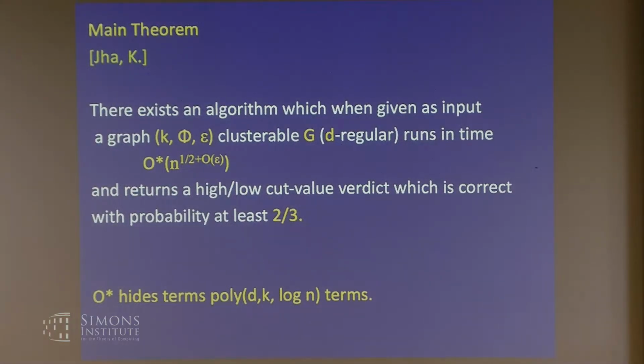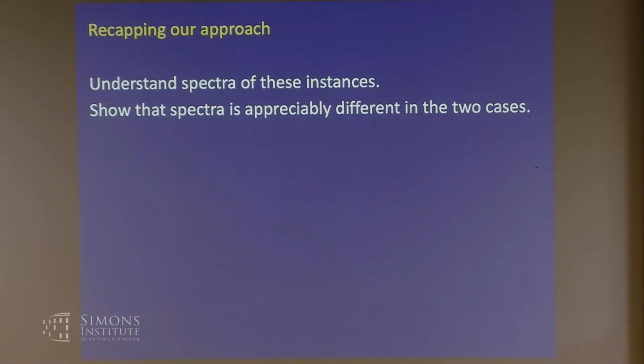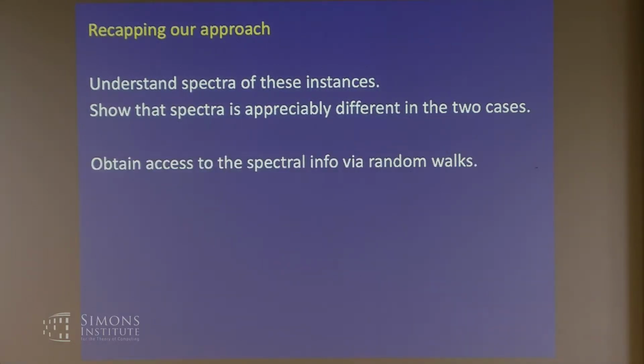Okay, so let's move on. Let me begin by recapping the approach that I highlighted once more. The key idea would be to understand the spectra of the high cut value instance and the low cut value instance. We'd like to show that the spectra are appreciably different, and exploit this appreciable difference towards obtaining a tester. We would show that the spectra are so appreciably different that a sublinear time, random walks-based procedure can figure this difference out.